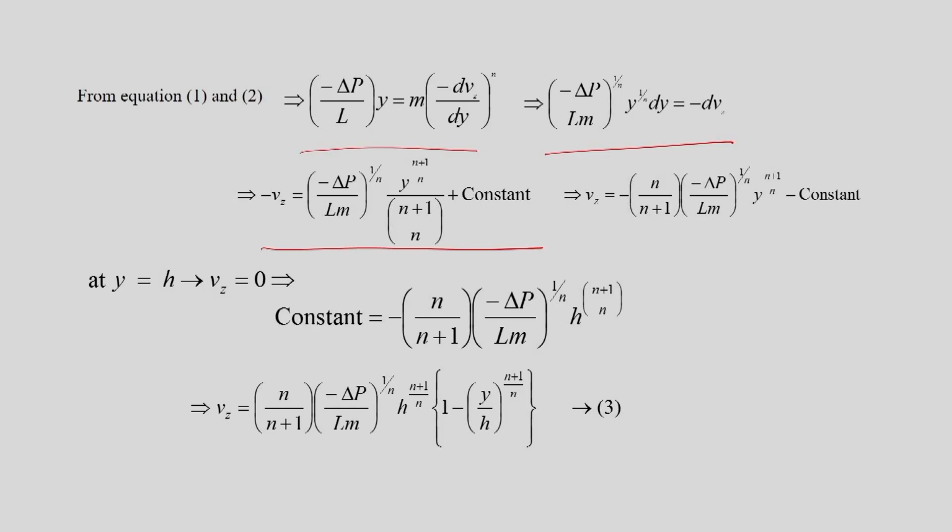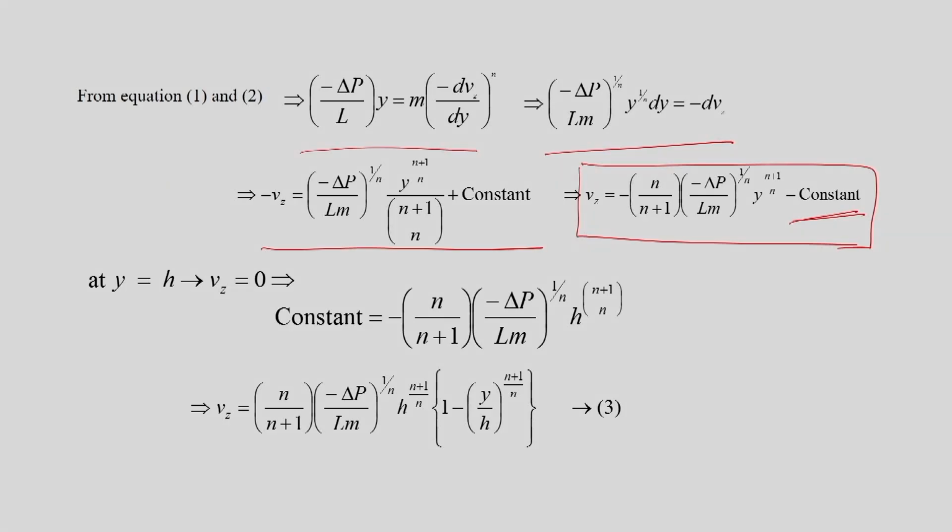So this V_z we can write as minus n by (n plus 1) multiplied by (minus ΔP by L m) whole power 1 by n times y power (n plus 1) by n minus constant, because now the minus we have taken to the right hand side. Now we need a boundary condition to get this constant.